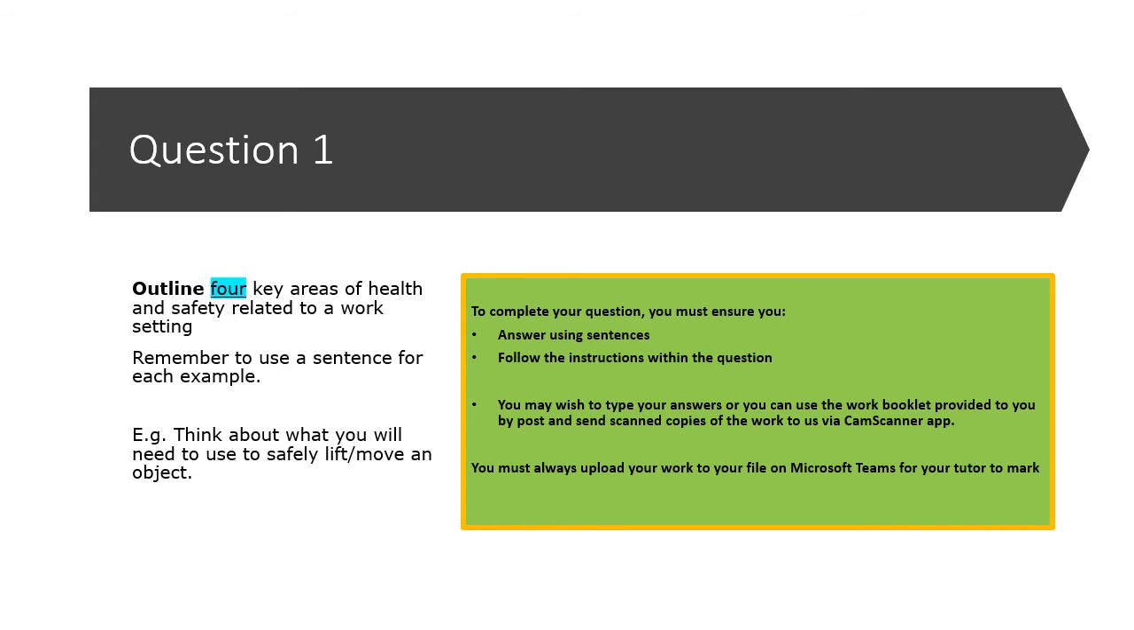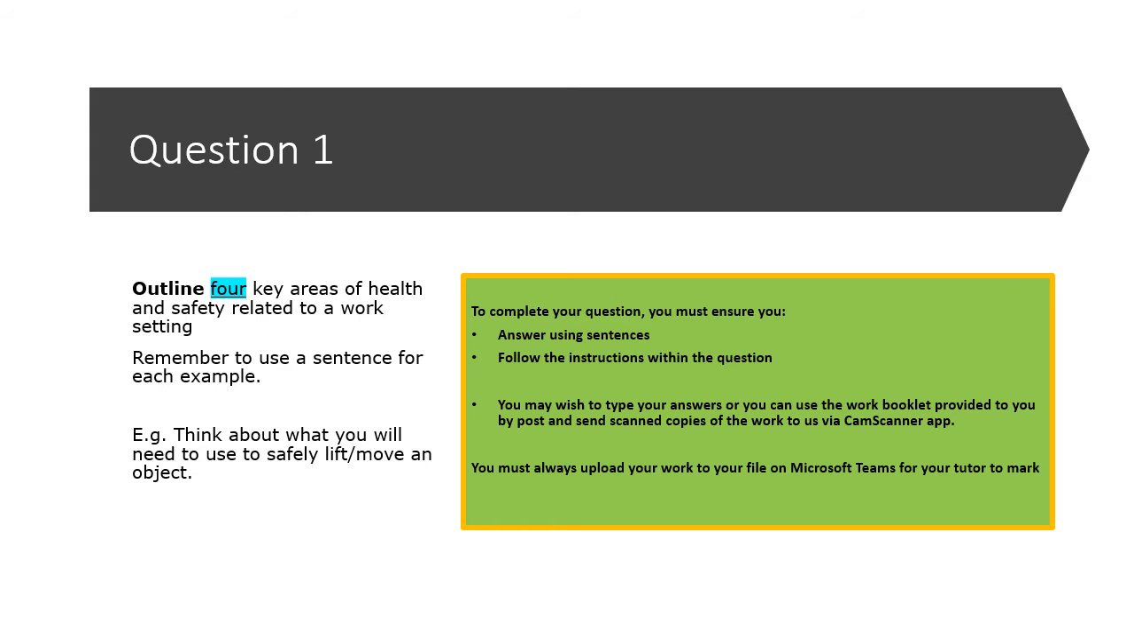So this brings us to question number 1, and it's asking you to outline 4 key areas of health and safety related to a work setting. Remember to use a sentence for each example. For example, think about what you will need to use to safely lift or move an object. So think about the slides that we looked at before.